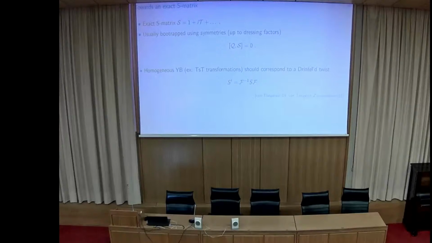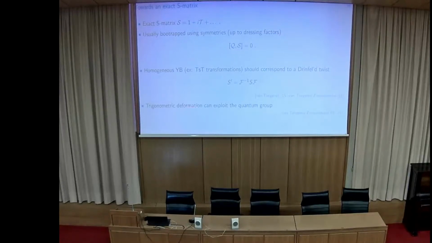And what happens for these homogeneous Yang-Baxter deformations, in particular for TST transformations, is that in principle the S matrix of the deformed theory should be possible to obtain from the undeformed theory by dressing it with some Drinfeld twist, which needs to satisfy some cocycle conditions so that the Yang-Baxter equation is automatically satisfied also for S prime. There might be some subtleties when this twist also involves the light-cone direction, the one that we use for light-cone gauge fixing, and this has been addressed in this paper.